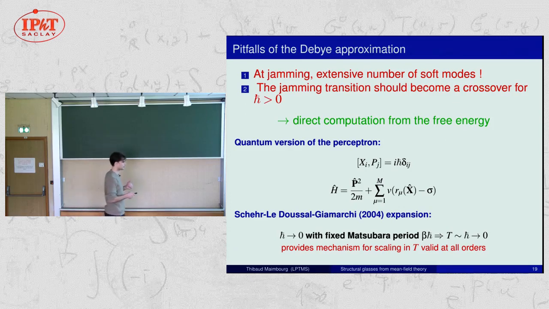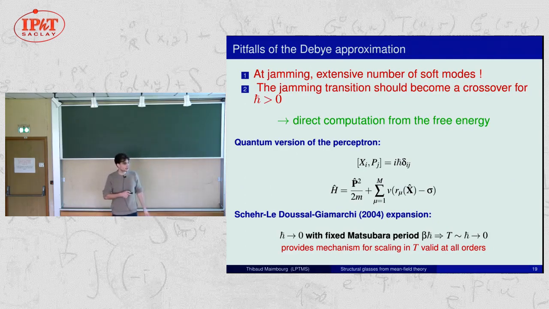To get the results, we had to resort to this Scheer-Ledoussal-Jamarki expansion, where basically you do an expansion in which you send h bar to 0 with a fixed Matsubara period. So you send both h bar and T to 0 with a fixed ratio, and this gives you a mechanism to compute the specific heat at low temperature, in which you still retain quantum effects because of the fixed Matsubara period.